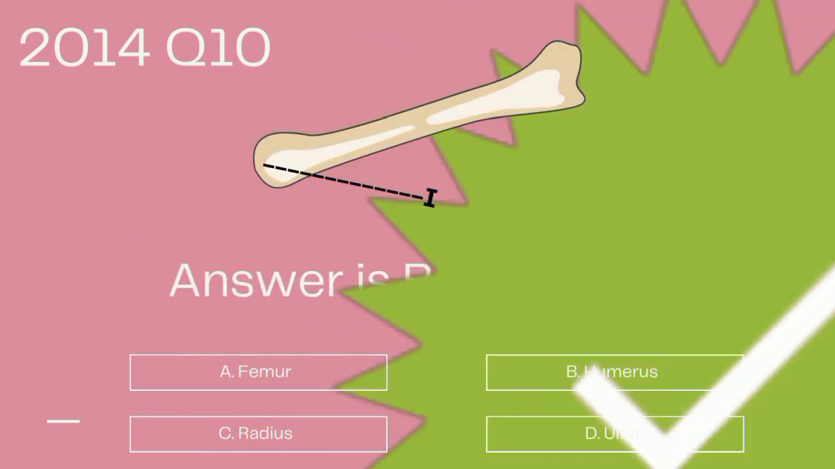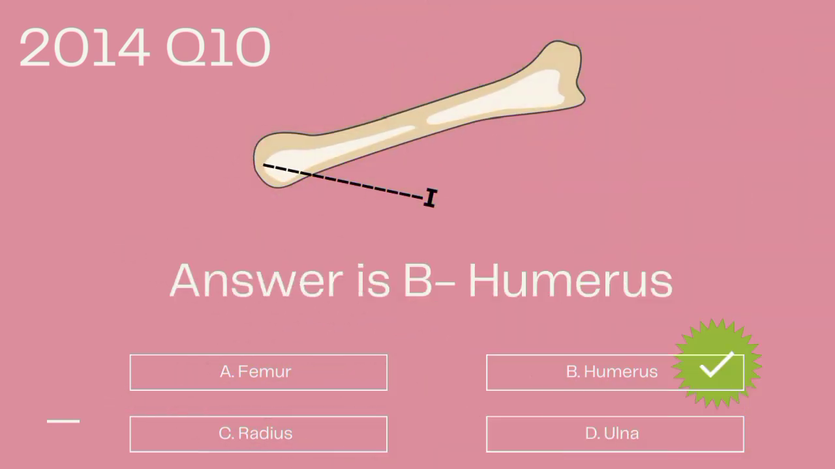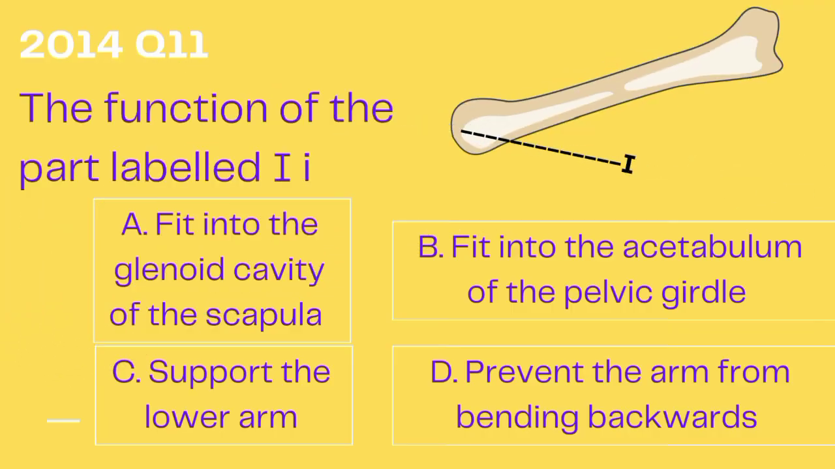The correct option is option B. Humerus. The bone illustrated here have a rounded head which fits into the scapula of the pectoral girdle. Question 11. The function of the part labeled Roman figure 1 is to A. Fit into the glenoid cavity of the scapula, B. Fit into the acetabulum of the pelvic girdle, C. Support the lower arm, and D. Prevent the arm from bending backward. What do you think is the answer?